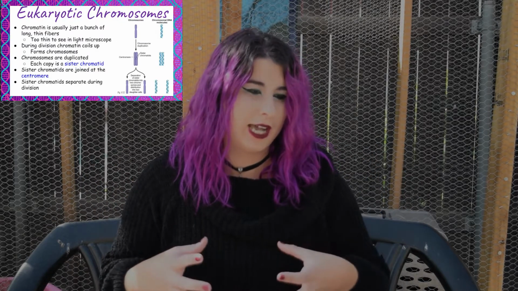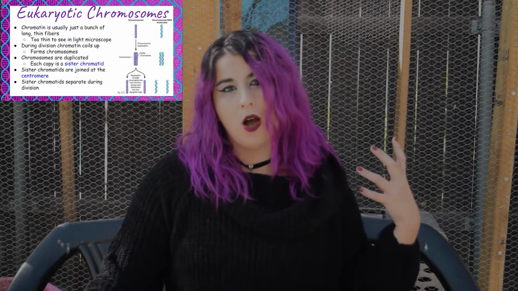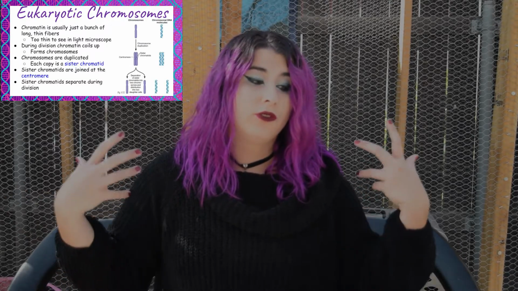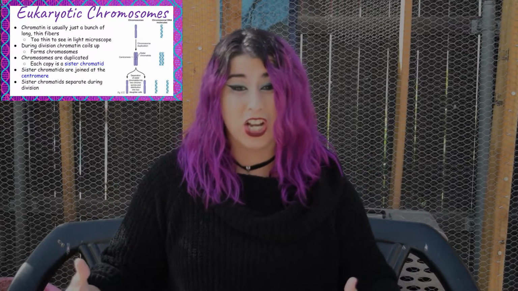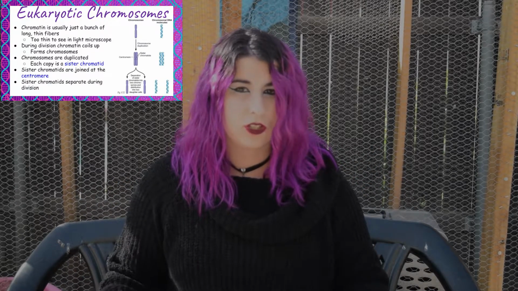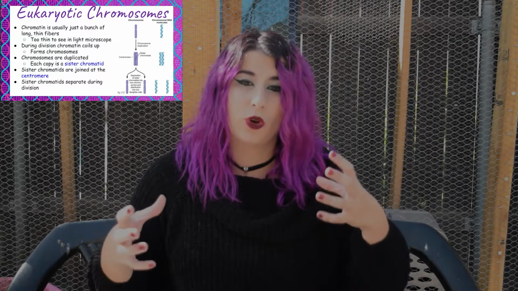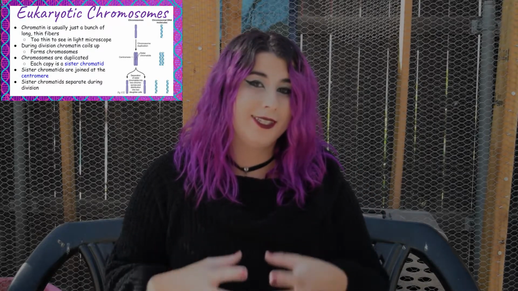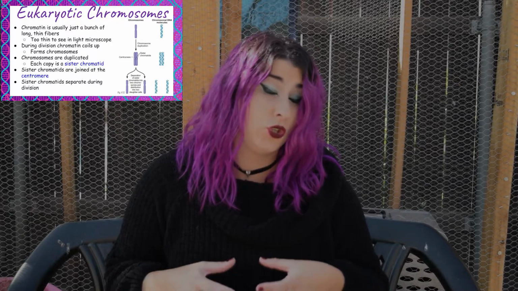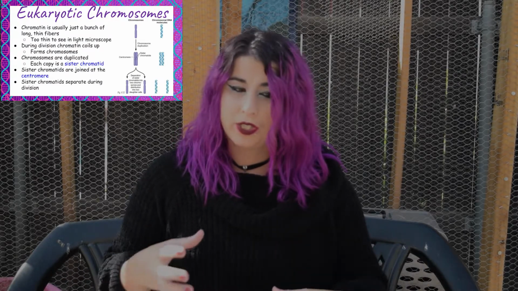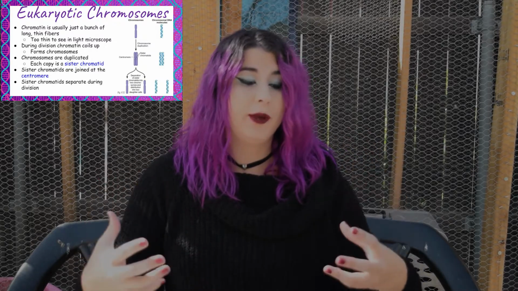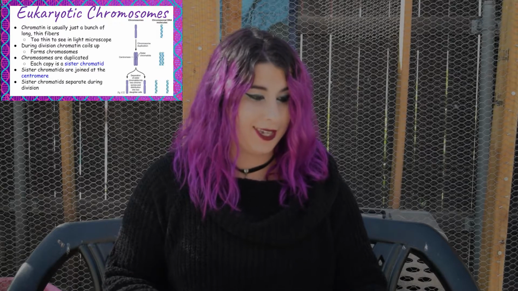Chromatin is usually just hanging out in the nucleus of the cell in a bunch of long, thin, uncoiled fibers. And these fibers are much too thin to see under a light microscope. So you only really get to see the chromosomes when they are condensed, when the cell is getting ready to divide. And during division, that chromatin, as I said, will be coiled up and it will form those chromosomes that we are much more used to seeing.